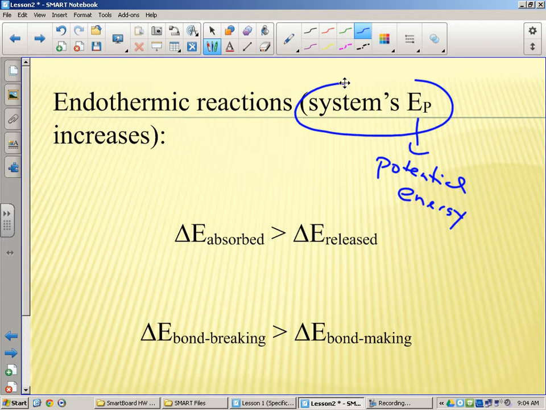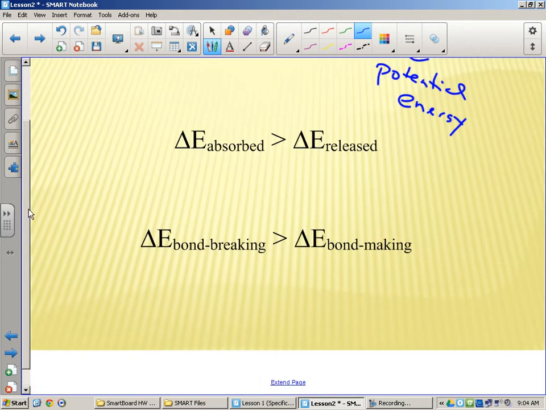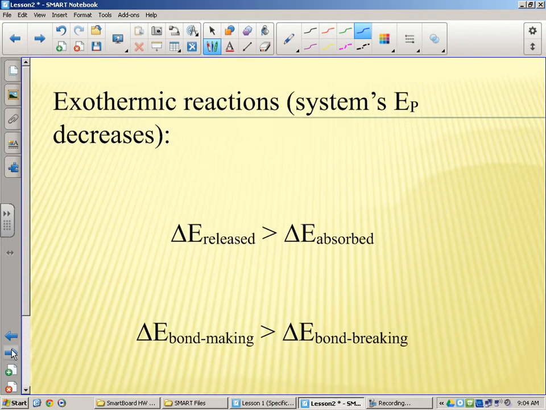There's a couple ways of looking at this. Basically, the energy absorbed, so the energy that's taken in, is always more than what's released, okay? There's a lot more energy in the beginning part, basically how much is absorbed, than there is released. The energy in the bond breaking is a lot more than the energy that's created with the bond making part at the end, okay? And like I said, we have different ways of representing these systems here, okay? So make sure you know that the potential energy increases in an endothermic reaction.